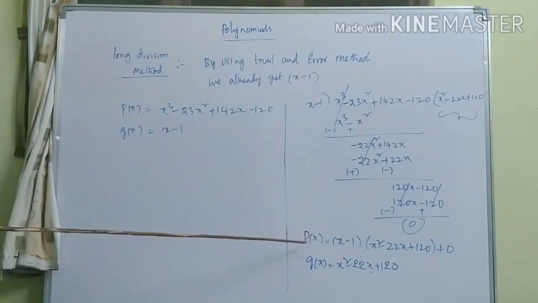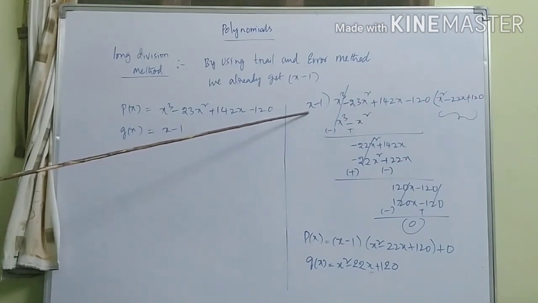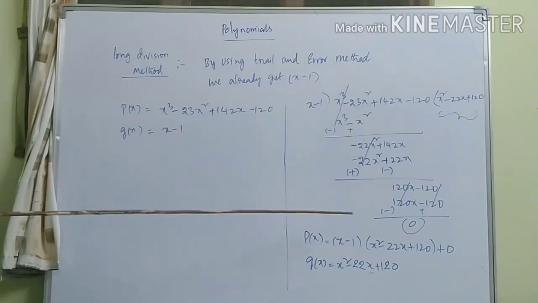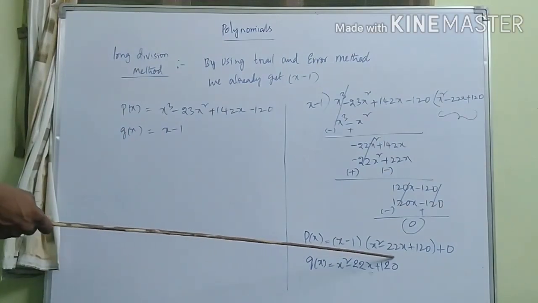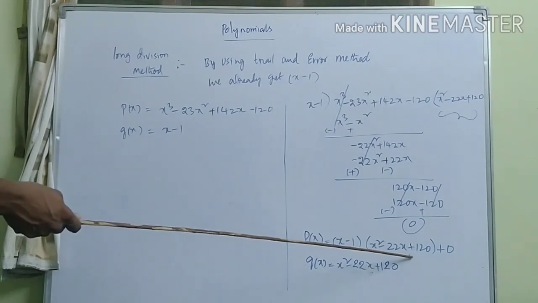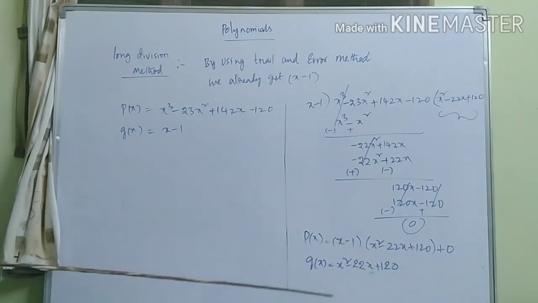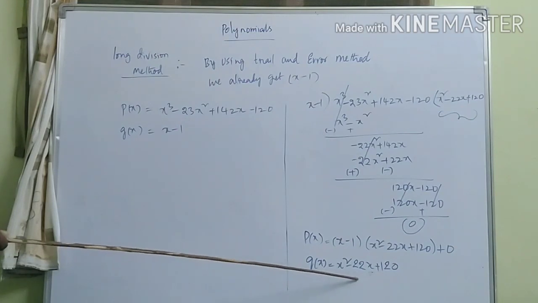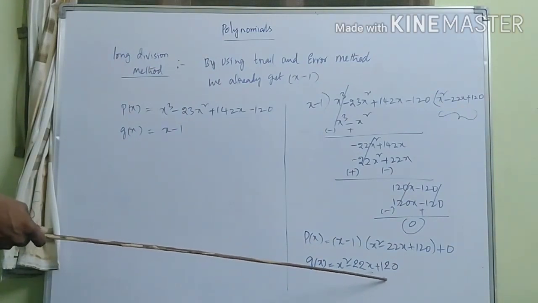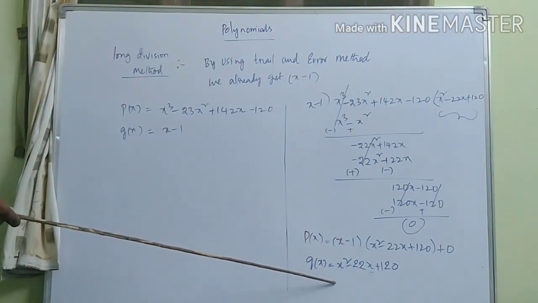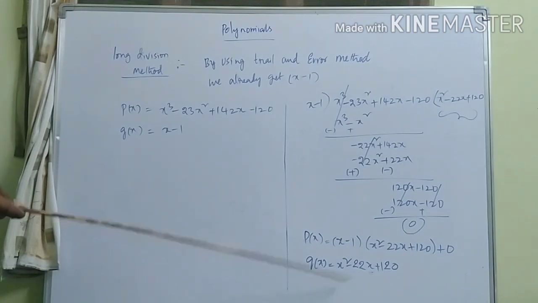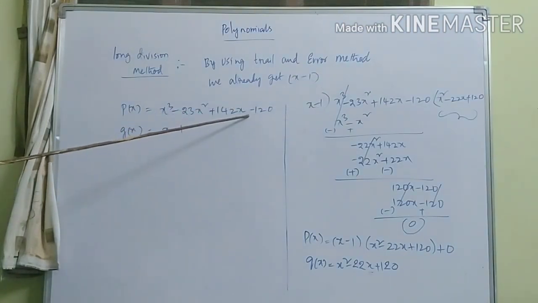We already know the division algorithm, that is p of x is equal to g of x into q of x plus r of x. Here the result is x minus 1 into x square minus 22x plus 120 plus 0. So here q of x is equal to x square minus 22x plus 120. Factorize this q of x by using the middle term splitting method. We get the remaining two factors of the given polynomial p of x.